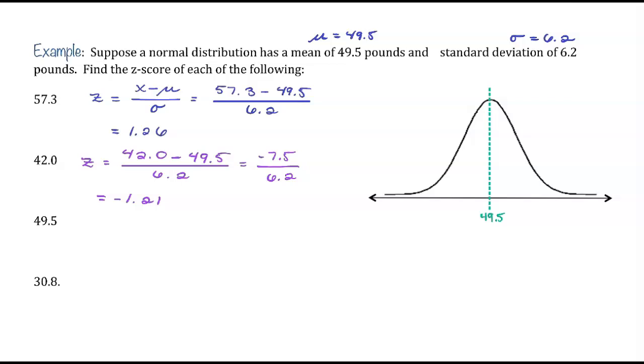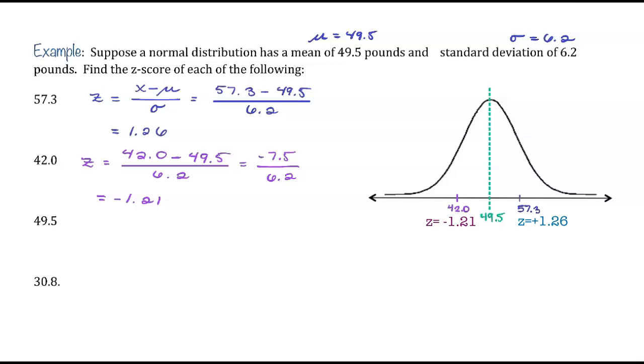Notice that 57.3 is over here and has a z-score of positive 1.26. 42.0 is over here. It's less than the mean. It's located 1.21 standard deviations below the mean. A positive z-score tells us that a data value is above the mean, and by how many standard deviations, while the negative z-score indicates that a data value is below the mean, and by how many standard deviations.